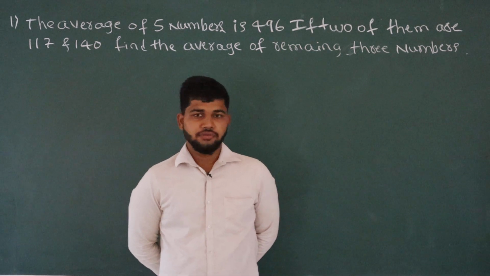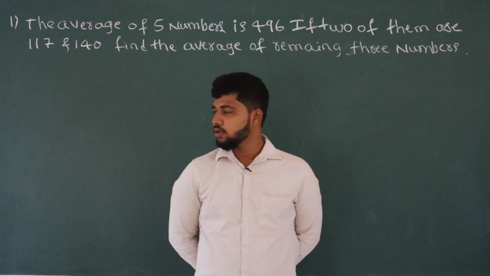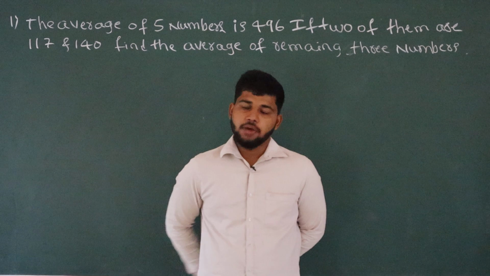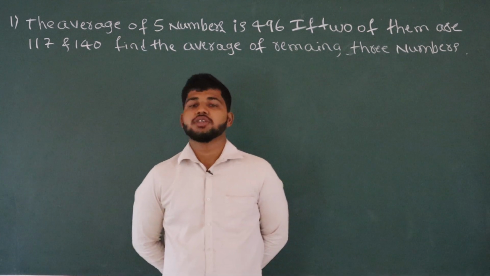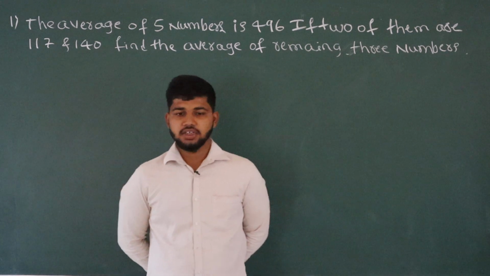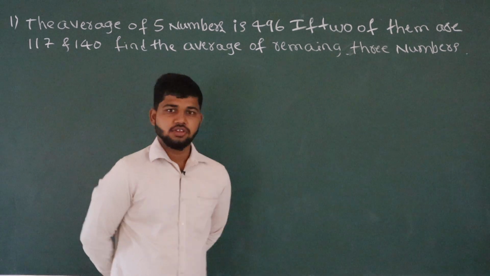If we are given x1, x2, x3 up to xn, we can write the average as x1 plus x2 plus x3 up to xn, divided by the number of observations, which is n. We already completed these things in the last video. In today's class, let us continue with the problems.